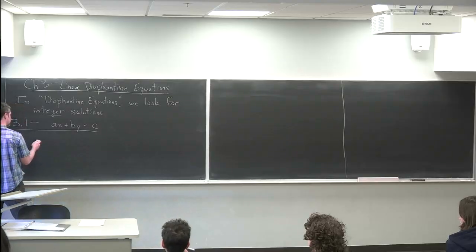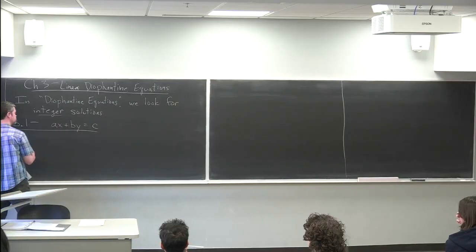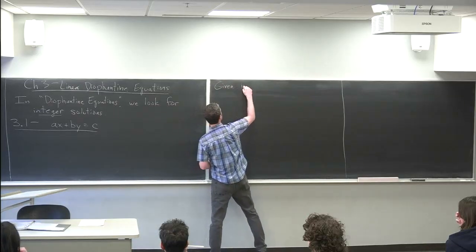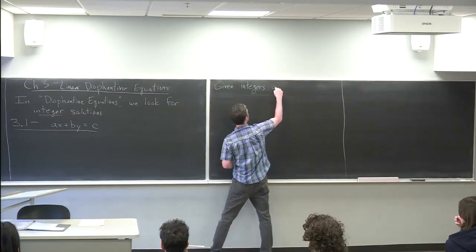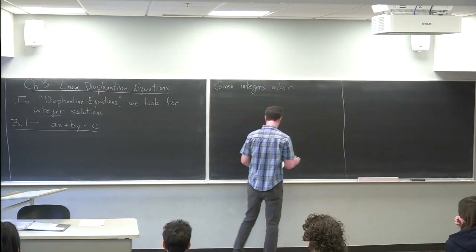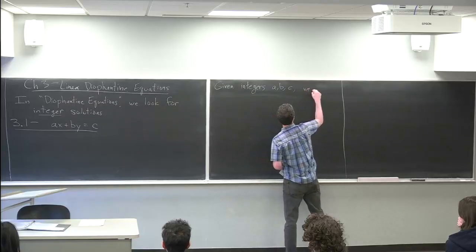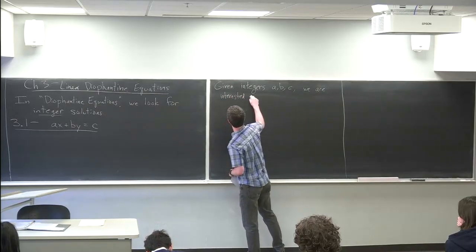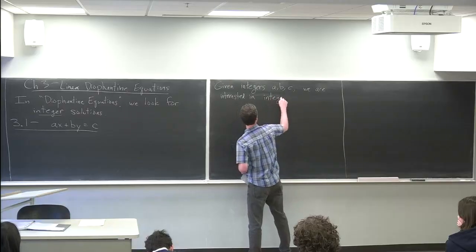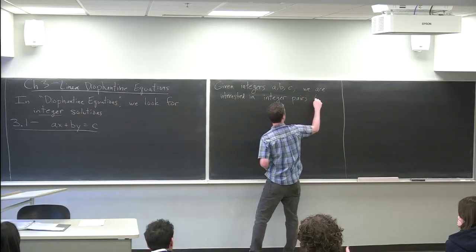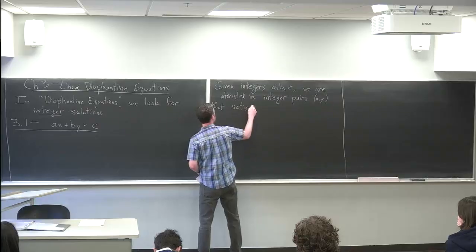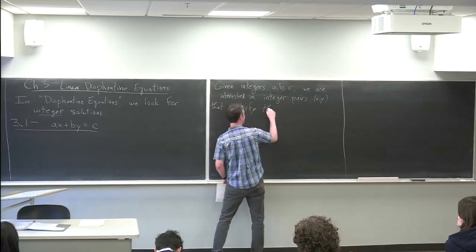So the situation is, given integers a, b, and c, we are going to be interested in integer pairs x comma y that satisfy this equation. This is what's called a linear Diophantine equation.